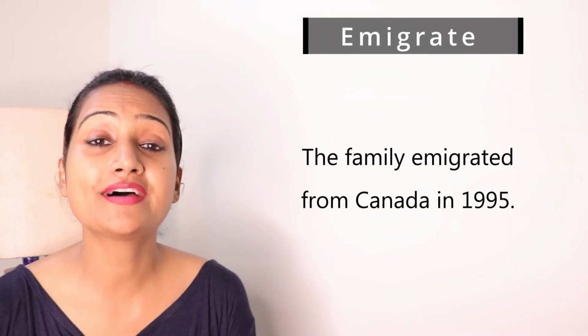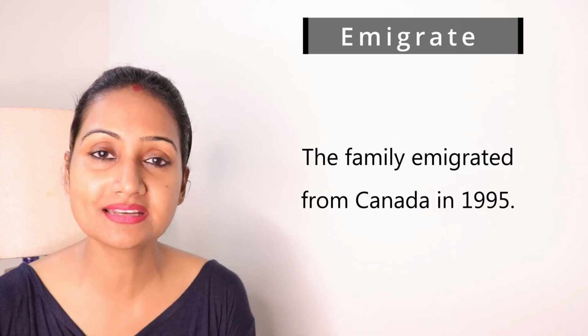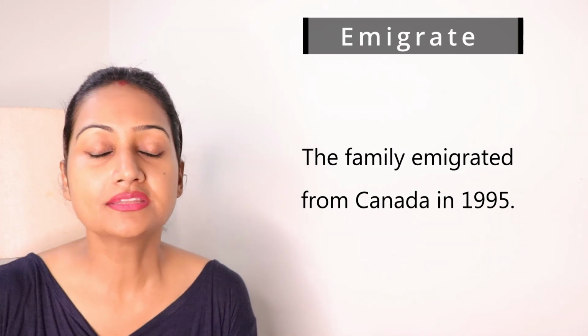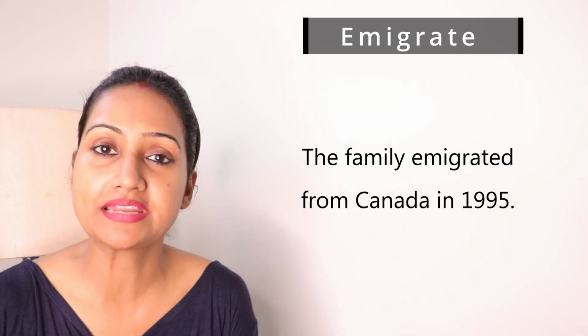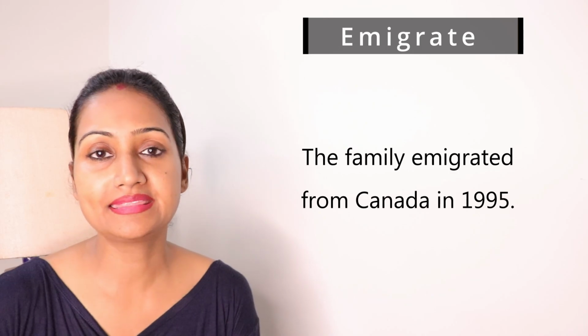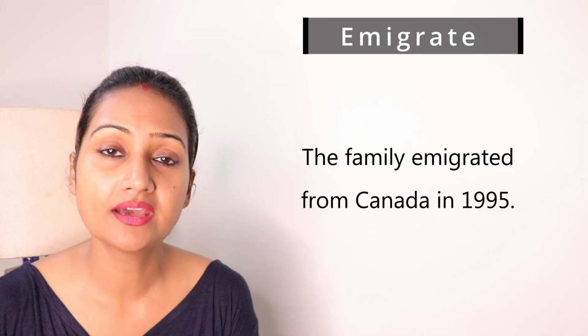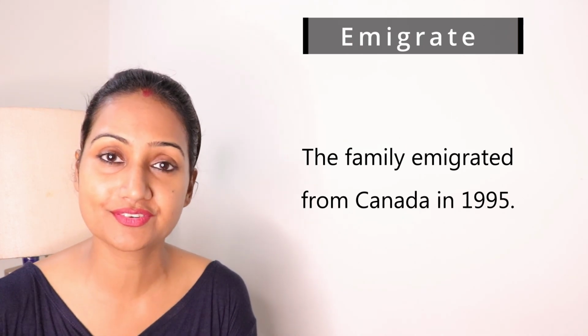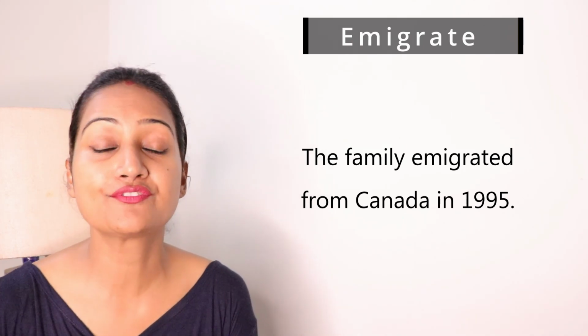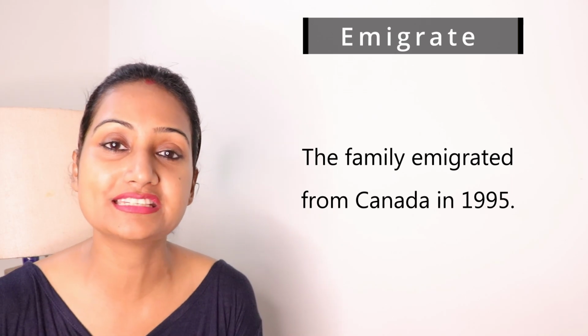Next is the family emigrated from Canada in 1995. This means that the family members, they left their country permanently where they were born and then they moved to some other country. So the family left Canada in 1995. The family emigrated from Canada in 1995.